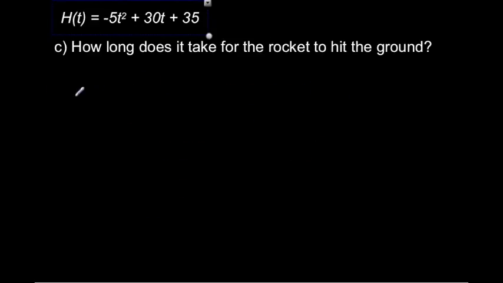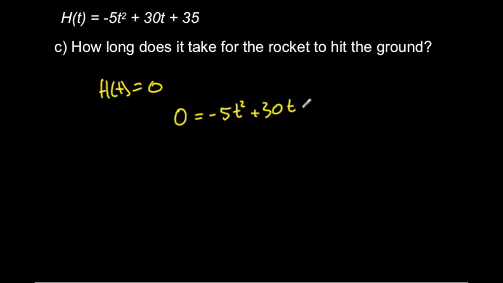Now we want to know how long does it take for the rocket to hit the ground. When you're looking at this, you'll realize hitting the ground is when h of t is equal to 0. So we're looking for the roots of our quadratic. In this case, we're looking where h of t is equal to 0. So here we'll set our equation equal to 0: negative 5t squared plus 30t plus 35. And we'll solve this just like a regular quadratic.